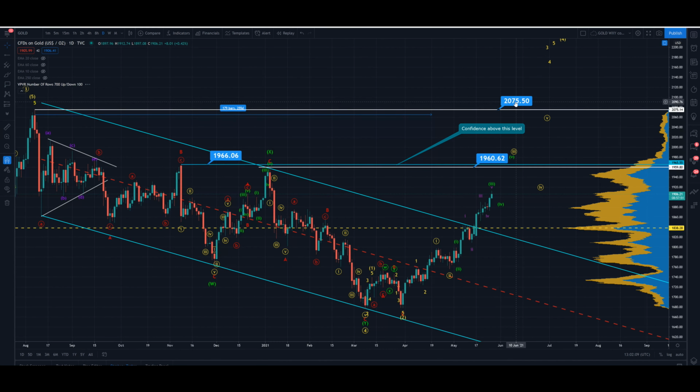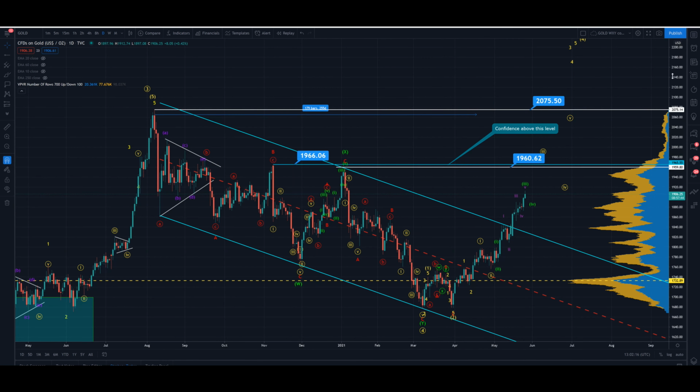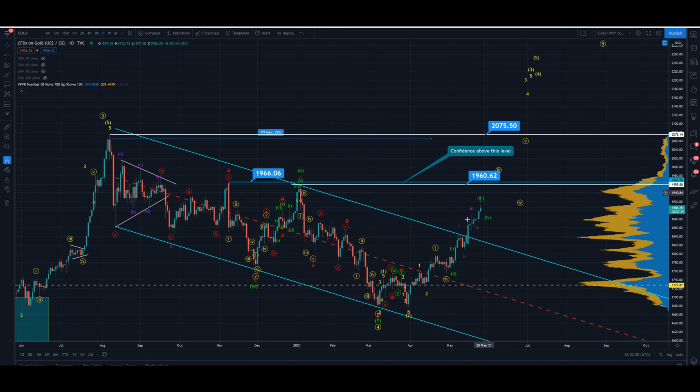2075, we'll say. Okay, so that's basically the Elliott wave picture as I see it currently. We are impulsing up in what appears to be a wave 3 extension on the intermediate degree, and then we've got all this labeling to add.